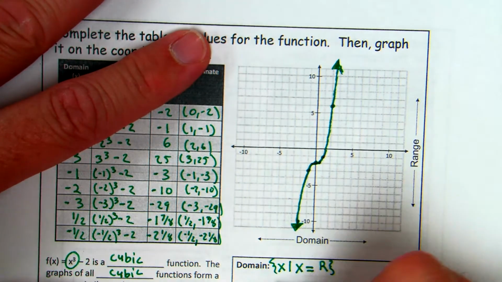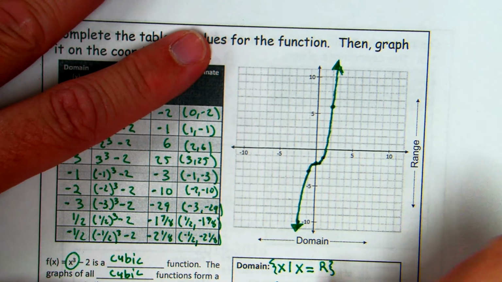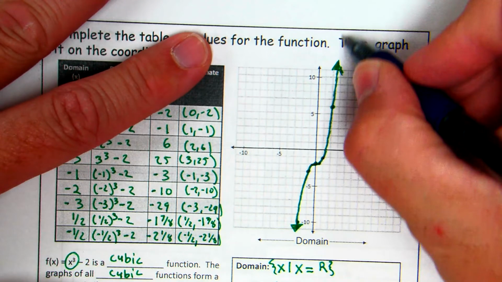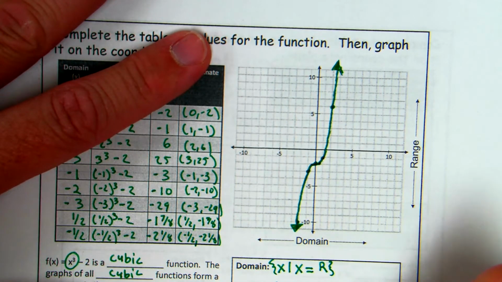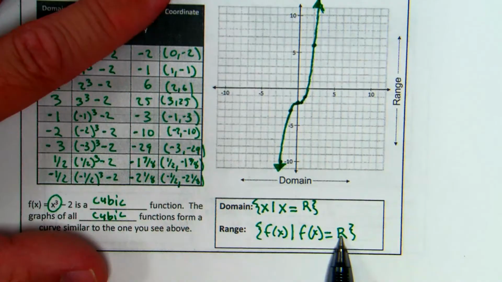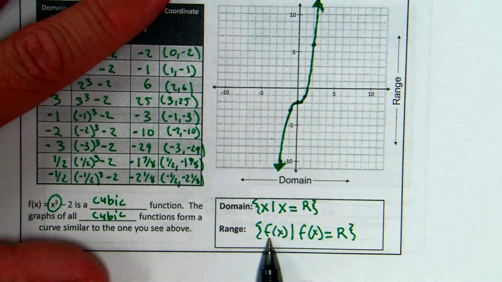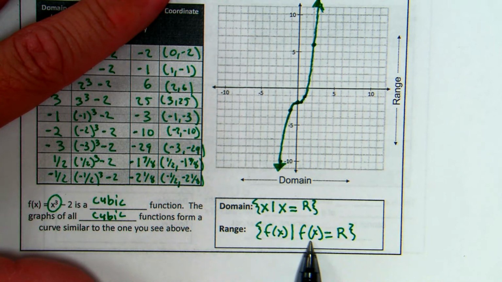If I look at how this goes up and down, notice that it goes up forever. It also goes down forever. So we would say that this function has a range of all real numbers as well. This says any value of y or f of x will work as long as that value is a real number. This is function notation. We talked about it in our earlier videos.